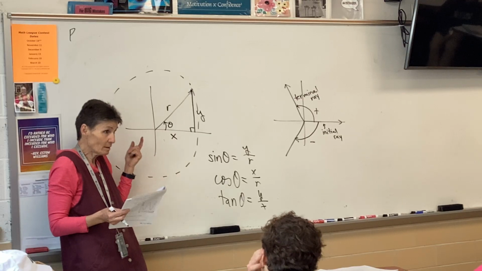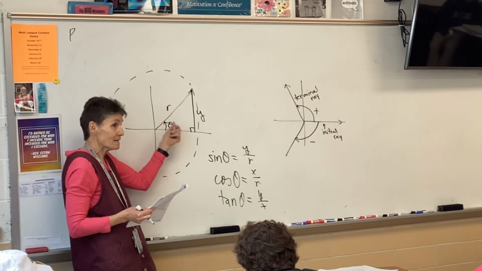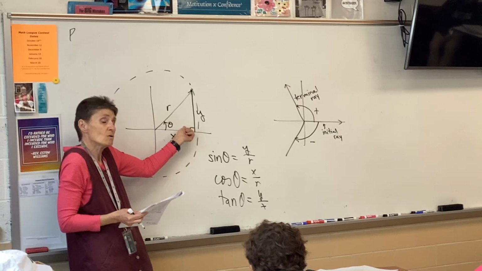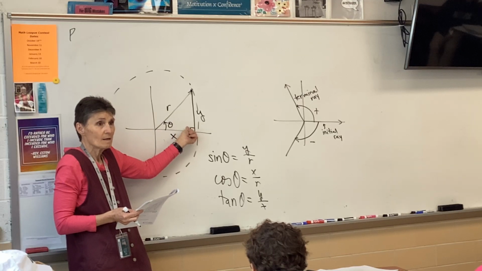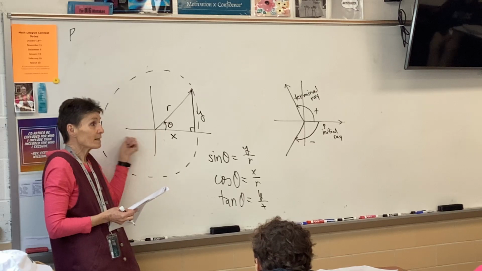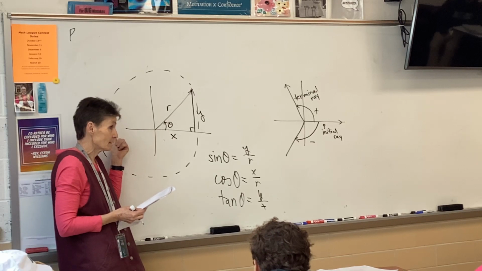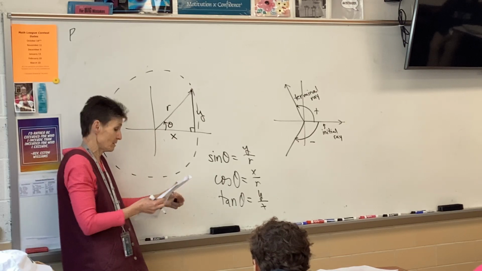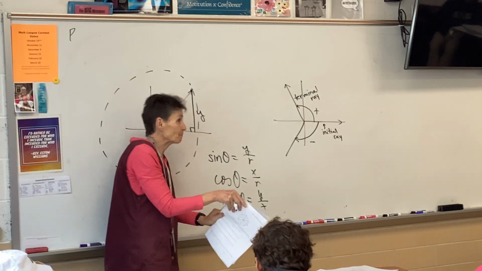The quadrant you're in? Would anything be negative in this one right here? No, because I'm sitting in quadrant 1. But as soon as I draw that triangle over here, my x's, or my cosine, will be negative, right? And my tangent. All right.